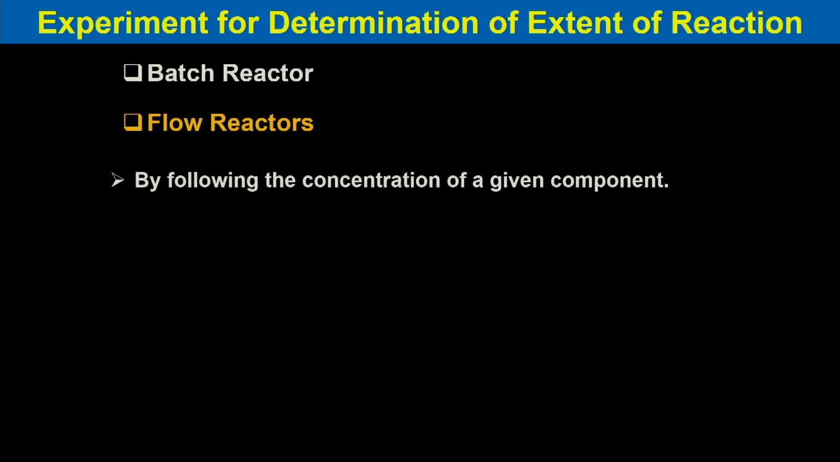Now, experiment for determination of extent of reaction. How to determine experimentally the extent of chemical reaction? This can be obtained by two methods, one using a batch reactor or second using a flow reactor. In case of batch or flow reactor, we need to follow certain procedures to obtain the extent of reactions.